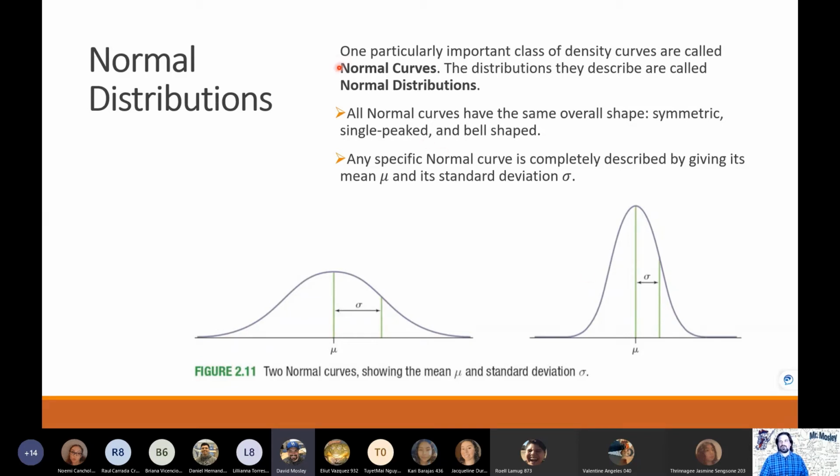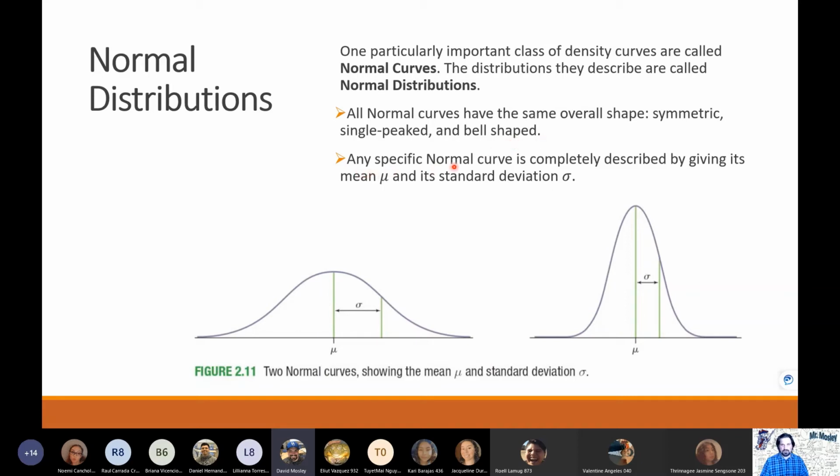One particularly important class of density curves are called normal curves. The distributions they describe are called normal distributions. All normal curves have the same overall shape. They are symmetric, single-peaked, meaning unimodal, and bell-shaped, so they taper off on both sides. You can have a roughly symmetric or approximately symmetric distribution that only tapers on one side and doesn't taper on the other side. That would not be normal. It would just be symmetric.